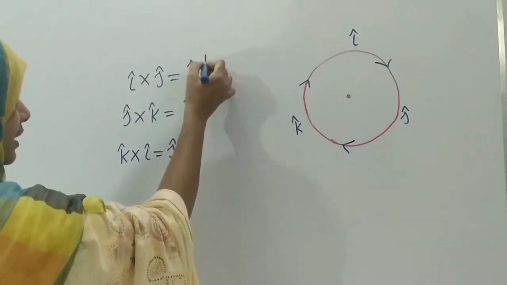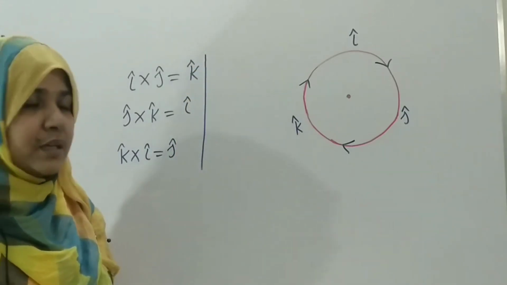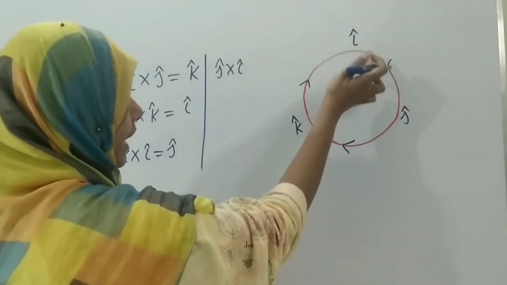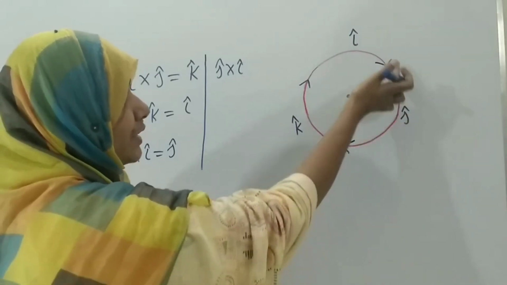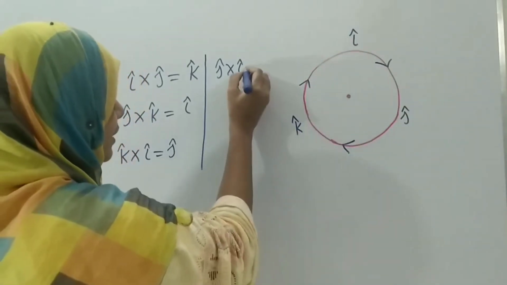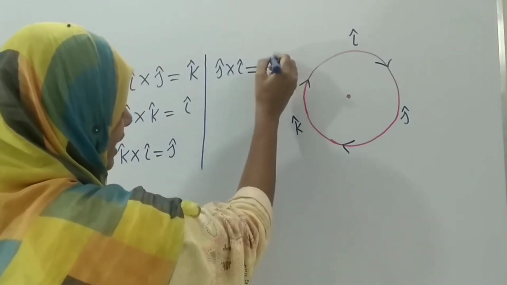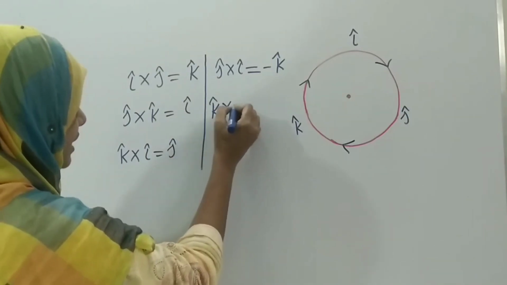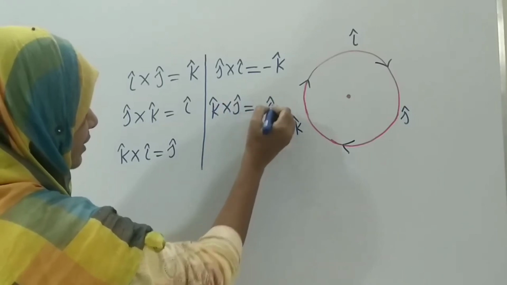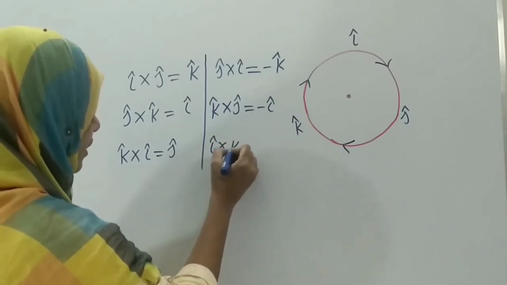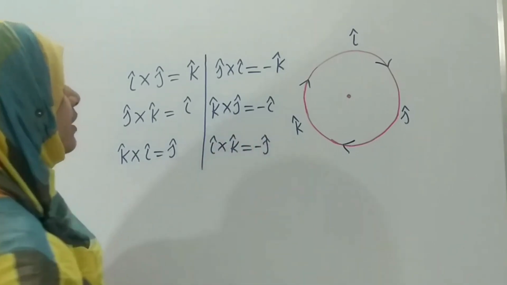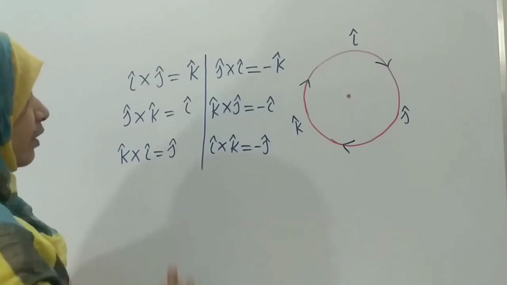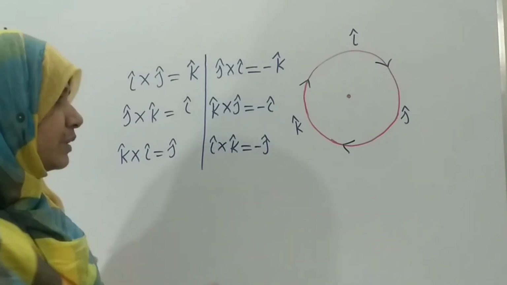But if we consider it in the anti-clockwise direction, that means if I draw J cross I, after that we will get K, but it moved in the anti-clockwise direction, so the perpendicular unit vector will be negative, that is minus K. In the same way we can write that K cross J is equal to minus I, and I cross K is equal to minus J. So it is the simple way to memorize or to identify the cross product of different rectangular unit vectors. I hope this will help you for today.